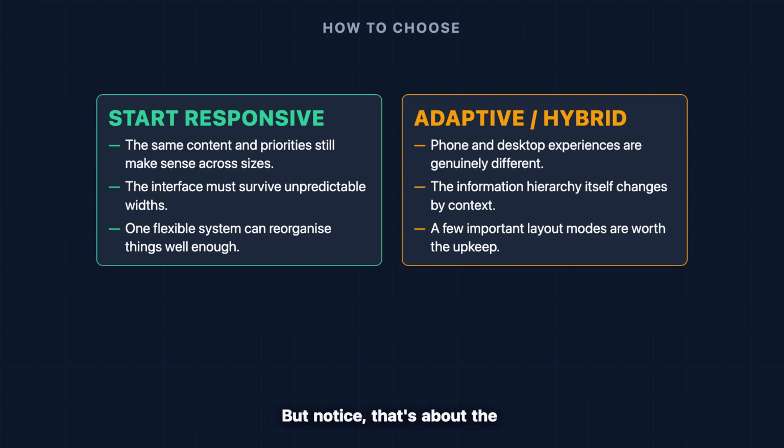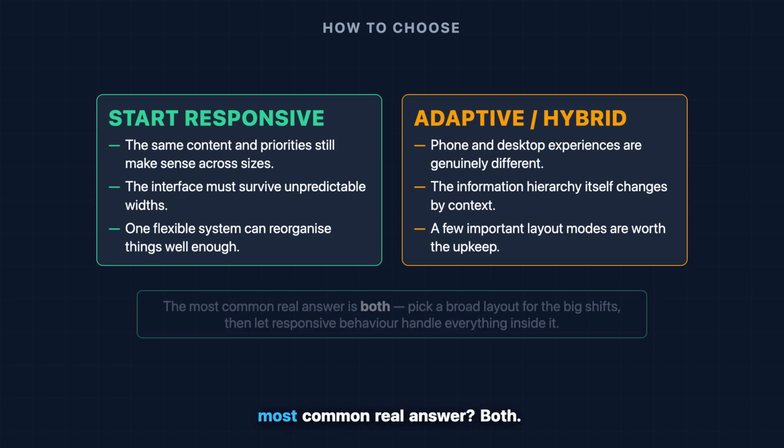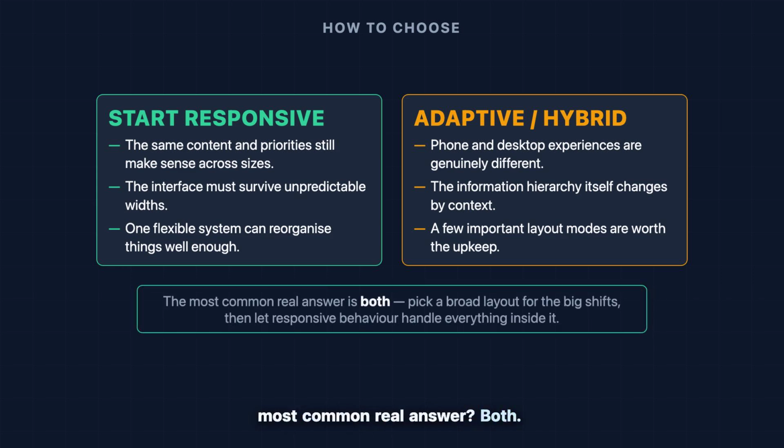But notice, that's about the experience, not the category. Plenty of shops and streaming sites are perfectly responsive. And the most common real answer? Both. Pick a broad layout for the big shifts. Then let responsive behavior handle everything inside it.